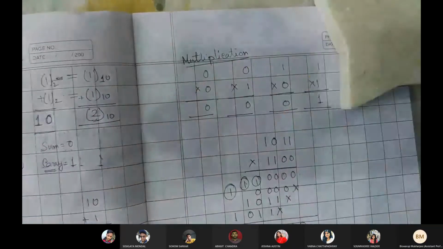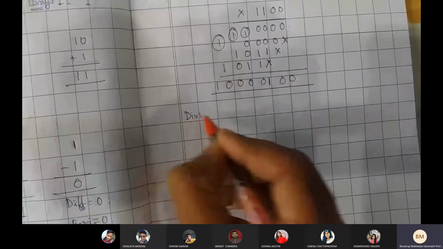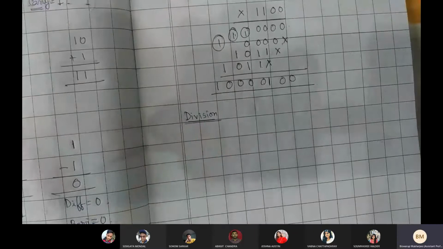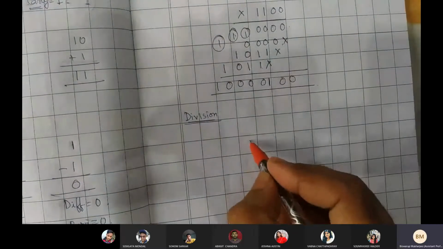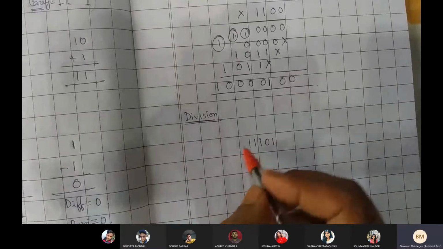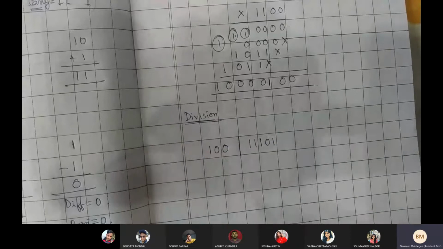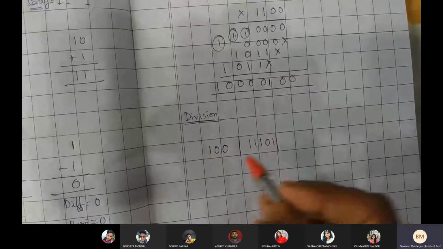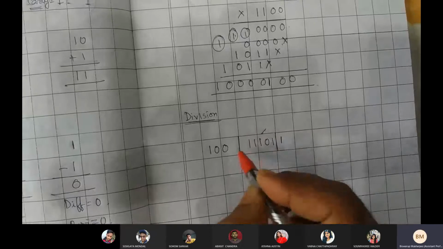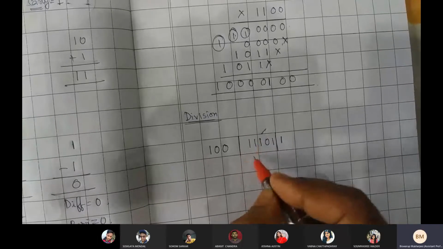Okay. Last one, division. As I have mentioned, this is not generally being used, but still you can make it. Suppose we are having a number 1 1 1 0 1, something like this, and we want to make a division with 1 0 0. Right. So how can we make that one? So obviously 3, I need to get 3. So obviously it would be 1, because 100 and 111, this is greater. So 1.